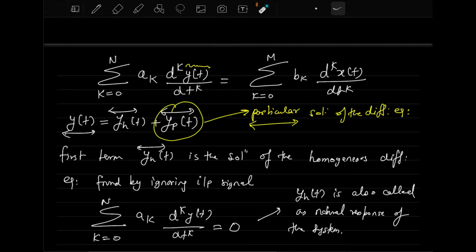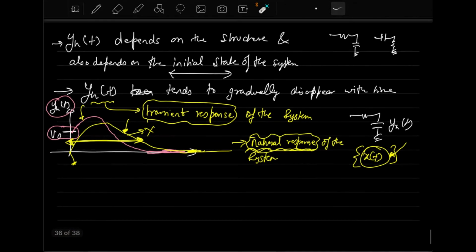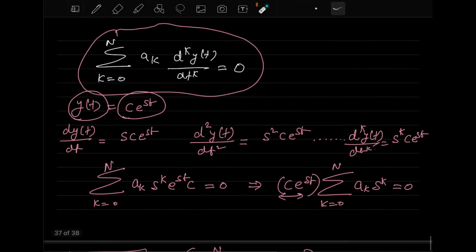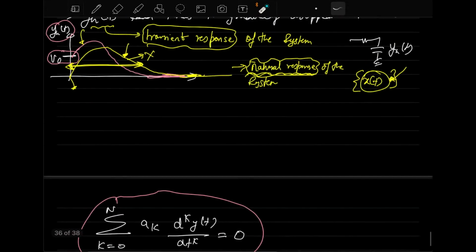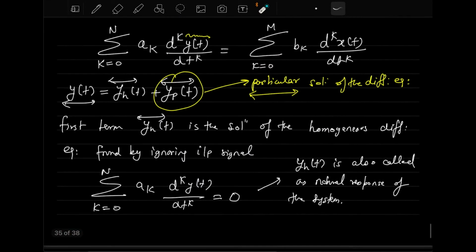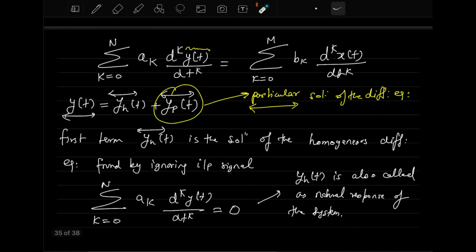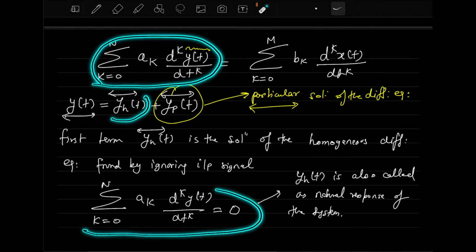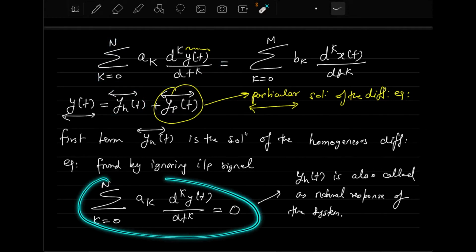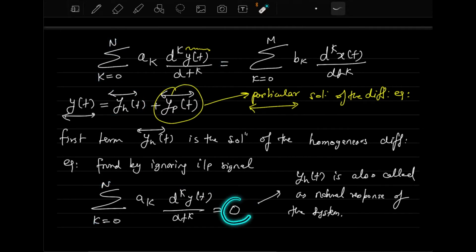Now the second one that we discussed was the particular solution, y_p(t). I think we discussed it last time. No, we didn't discuss it, so we will discuss it later. But right now, at this point, we will try to solve this particular equation, because we are putting x(t) equal to 0. So let's see what solution we will get here.